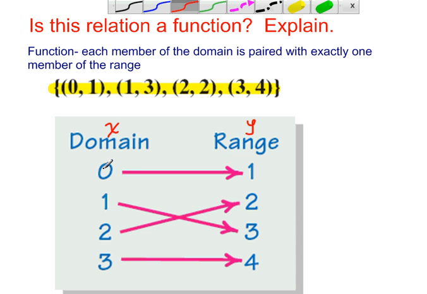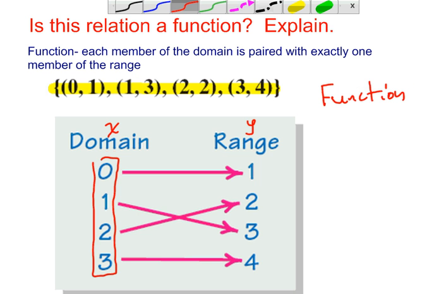And then we ask ourselves, does each member of the domain here have one range? And that is true. Every domain here has one range. So this is a function. This will be considered a function.